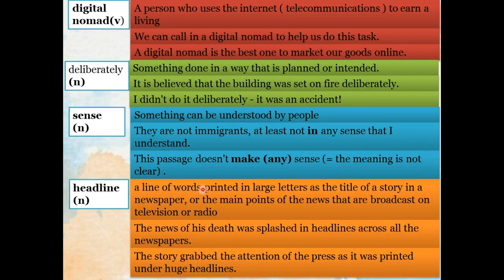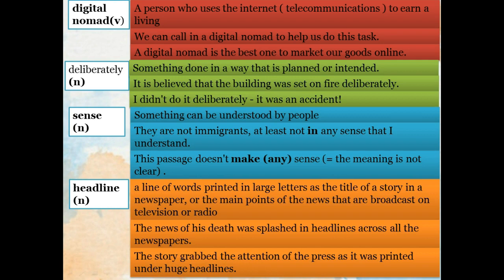Headline, a line of words printed in large letters as the title of a story in a newspaper, or the main points of the news that are broadcast on television or radio. So this is the headline. Sometimes someone can ask you, just don't read the articles, just read the headlines. Okay? The news of his death was splashed in the headlines across all the newspapers. The story grabbed the attention of the press as it was printed under huge headlines.